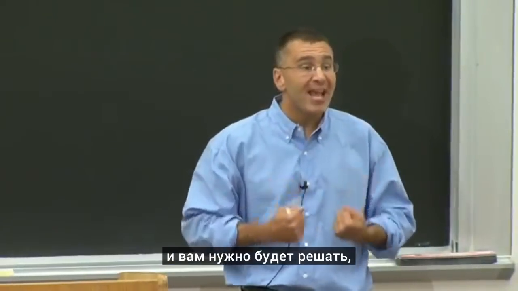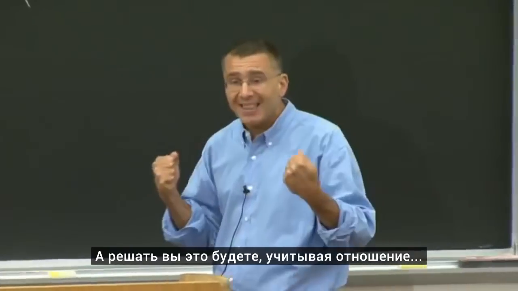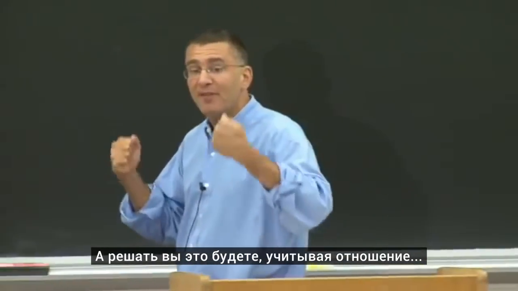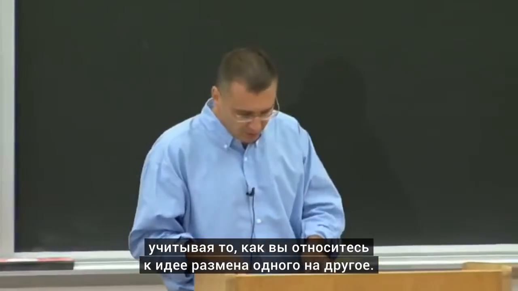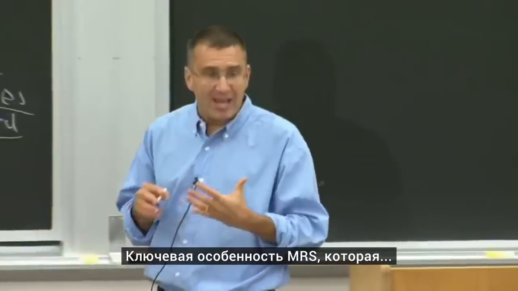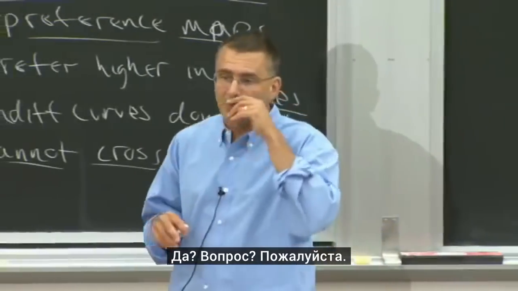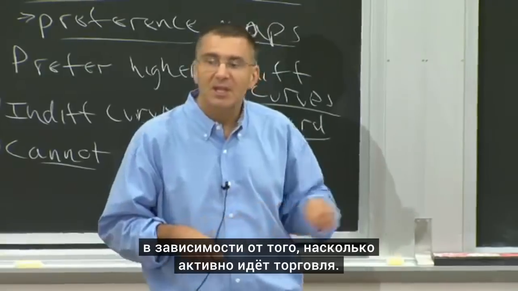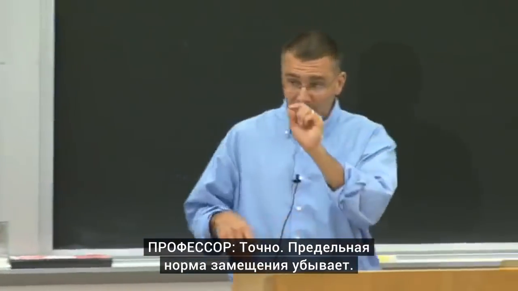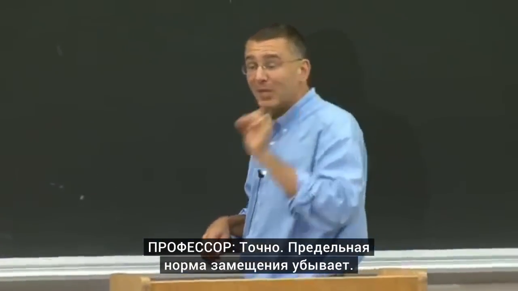Ultimately, when we come to the next lecture, you're faced with a budget constraint. You're going to have to decide how to allocate your budget across pizza and movies. The way you're going to decide that is by the relationship of how you feel about trading off one for the other. Now, here's the key feature of the MRS. Yeah, question? That exchange rate's always changing depending on how much you have of each, right? Exactly. Just what I was going to say, the MRS is diminishing.